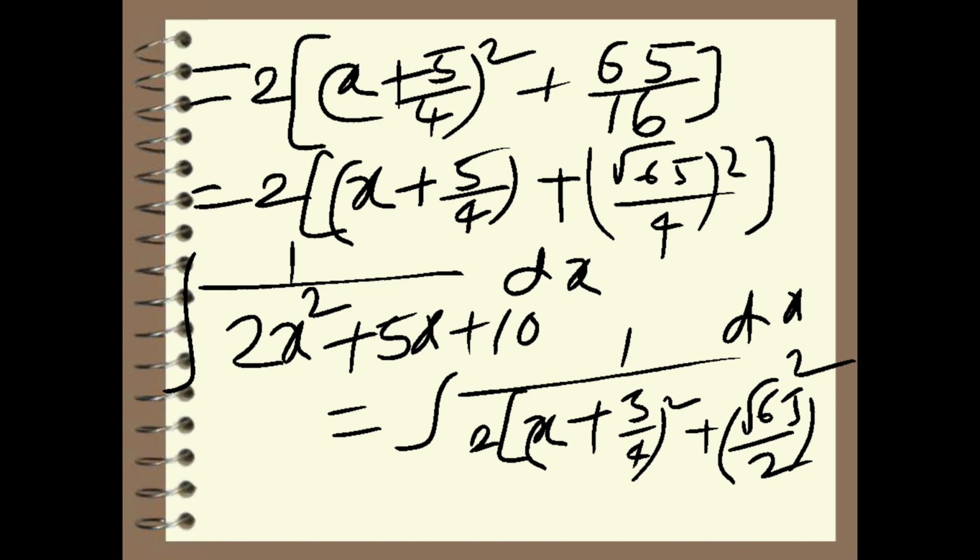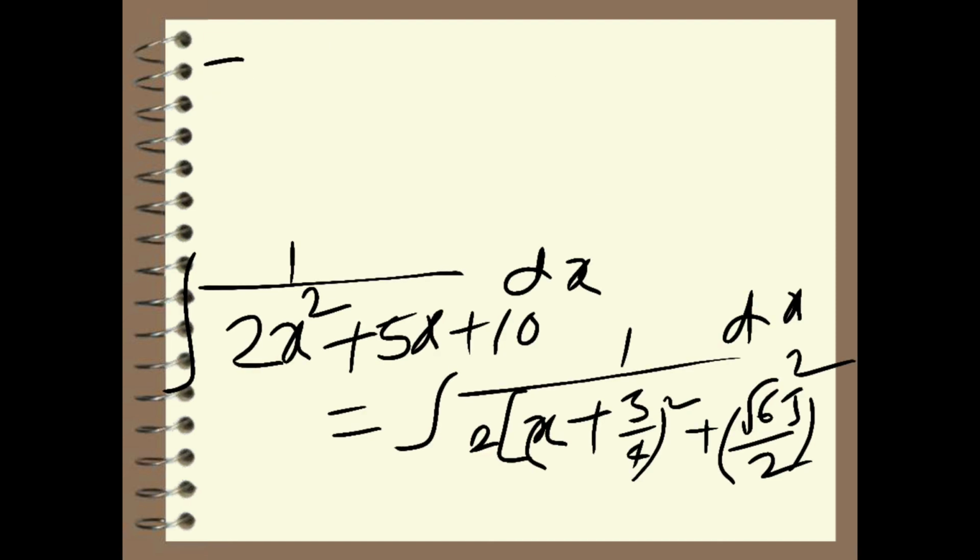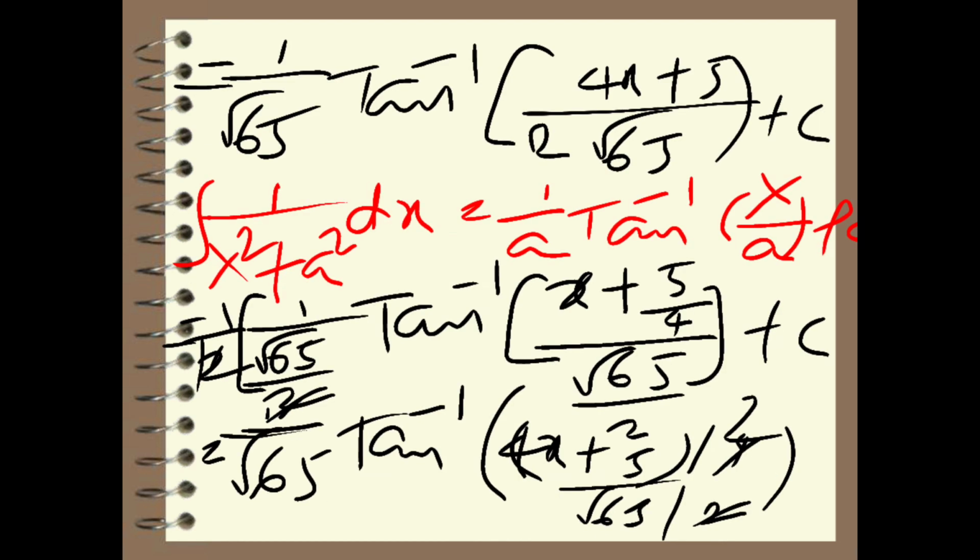Already we know the formula for integration of 1 by x square plus a square. Yes, exactly, 1 by a tan inverse x by a. So we have to apply this formula. So take 1 by 2 out, and 1 by 2 integration of, so it is our final answer: 1 by root 65 tan inverse of 4x plus 5 by root 65, plus c. Is it clear students?